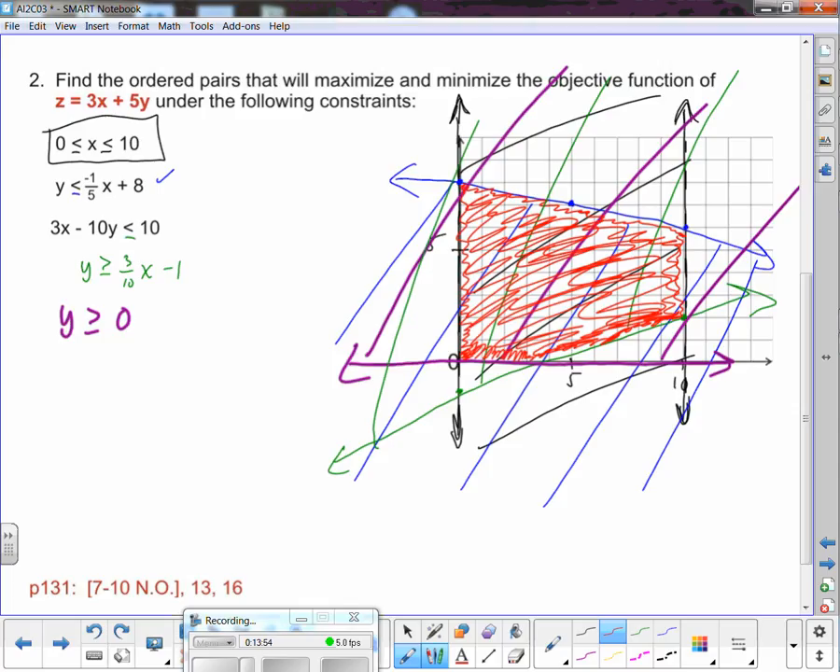Just limit yourself to that range. Okay. So what we need to do now is, and here's how you maximize or minimize. So the constraint inequalities give you the feasible region. That's what you wanted. What do you do with the feasible region? You read the corner points. So that's what we need to do now. So you need to read the corner points.